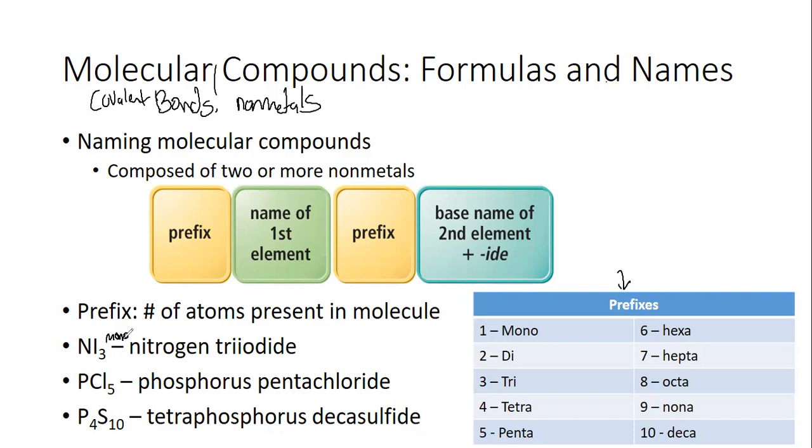Same thing with phosphorus pentachloride. One phosphorus, five chlorine. So that's where the penta comes from. Then the ide for chlorine turns into chloride. Then this interesting molecule, P4S10. We have four phosphorus atoms, so that's tetra. Ten sulfur atoms, that's deca. And since it's sulfur and it's the last element, it's termed sulfide. So this is tetraphosphorus decasulfide. With that, you can name any molecular compound in the world following this logic.